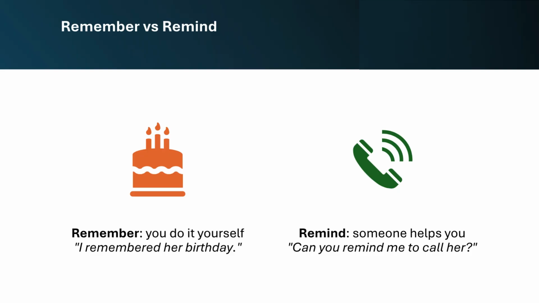And the next pair of verbs is remember versus remind. Remember we use when we do something by ourselves. You do it yourself. For example, I remembered her birthday. Whereas remind is when someone helps us with something. For example, can you remind me to call her? Or can you remind me to book an appointment? So this is the difference between remember and remind. Remember is something that we do ourselves, and remind is when someone helps us to remember something.